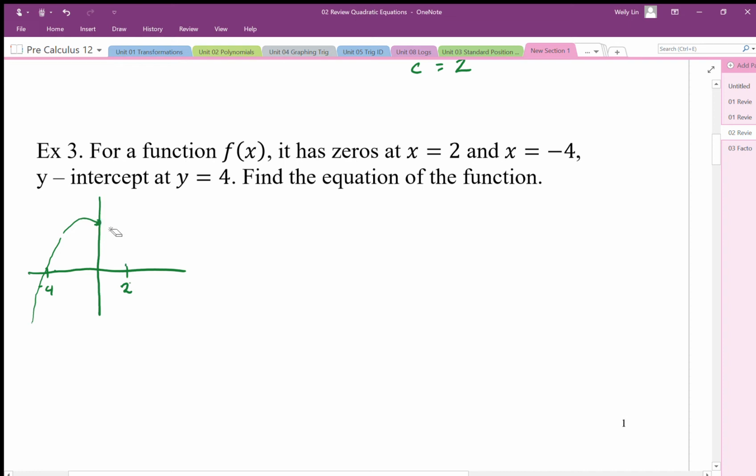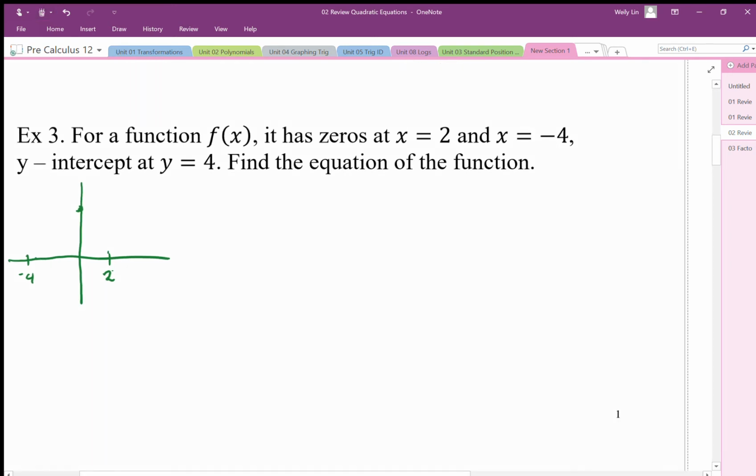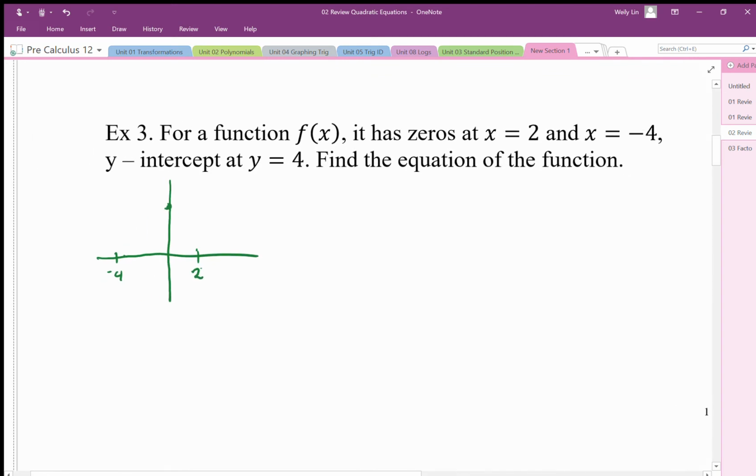Let me just draw a little bit better picture here. So it's got to be an upside down parabola. And it's going to come up like that. It's going to come down through there like that. Okay? So the y-intercept's at positive 4. So already I can see that I should expect my a value to be negative.